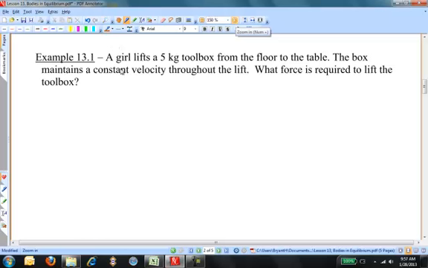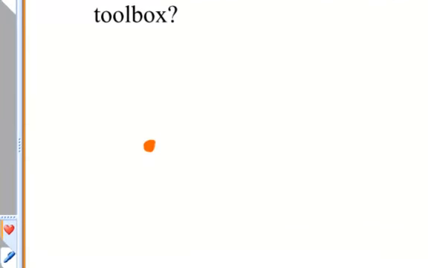Whenever you solve problems that involve forces, the best thing to do is to begin with a free body diagram. A free body diagram is a diagram of the object represented as a point and all the forces that are acting on the object as arrows that have tails touching the point and point in the direction that the force acts. So this dot represents my toolbox.